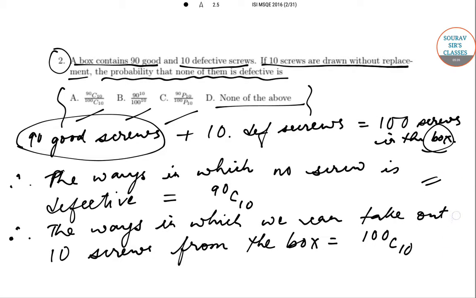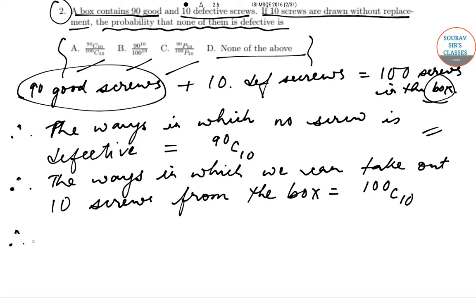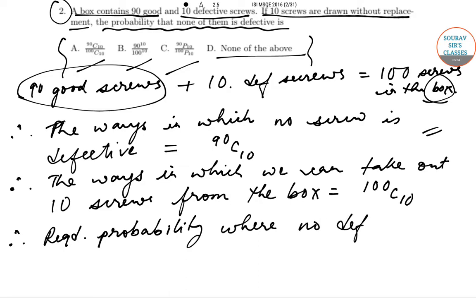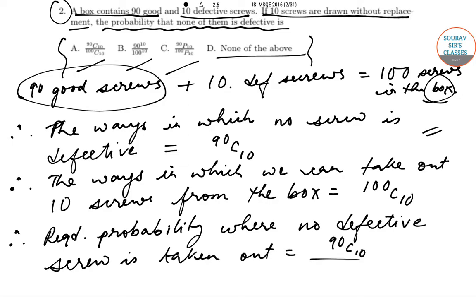So in that case, the required probability of the case where no defective screw is picked out is given by 90 C10 upon 100 C10. So this is the option A, which is the correct option. Now we will move on to the next question.